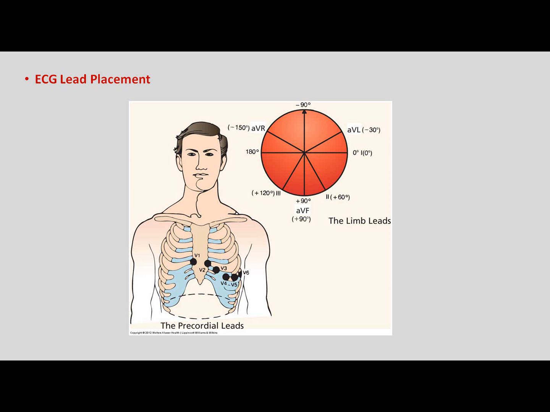So, ECG lead placement. Remember the frontal plane are the limb leads 1, 2, 3, AVR, AVL, AVF, and then we have the precordial leads, V1, V2, V3, V4. We can do V7 and V8 in the back.